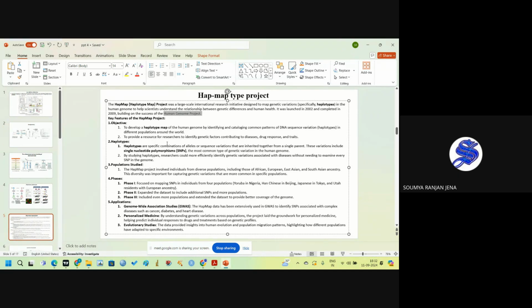Then it provides a resource for researchers to identify genetic factors contributing to disease, because previously the genome was there, but according to our lifestyle factors we eat many different types of junk foods, and these junk foods change our DNA through variation or polymorphism, and this gives rise to genetic factors contributing to disease. We also study drug response and how the genes respond to different types of drugs.